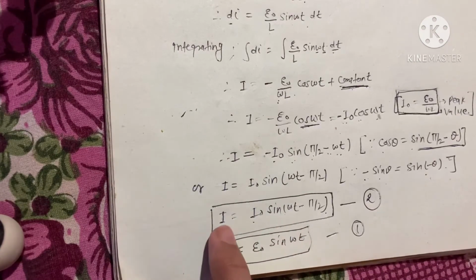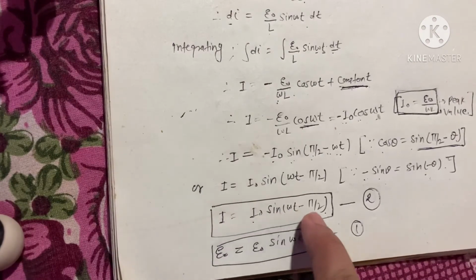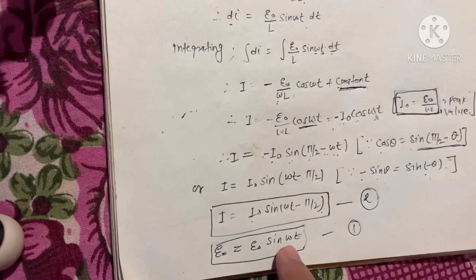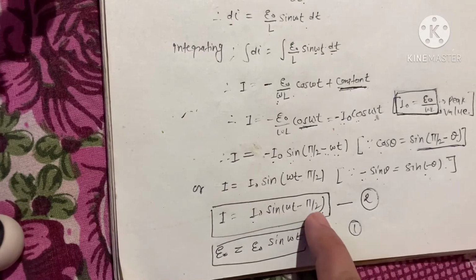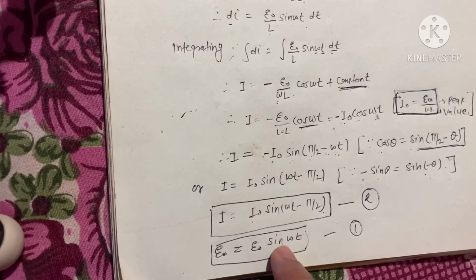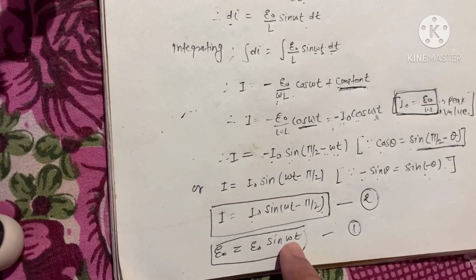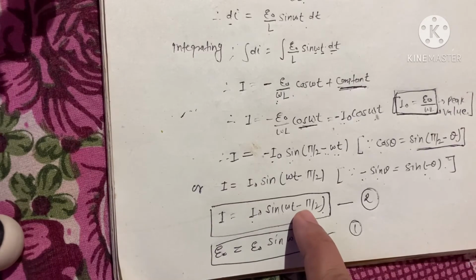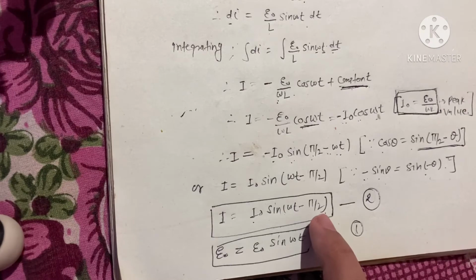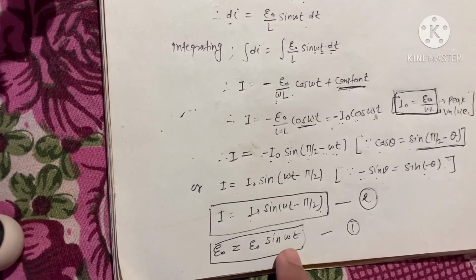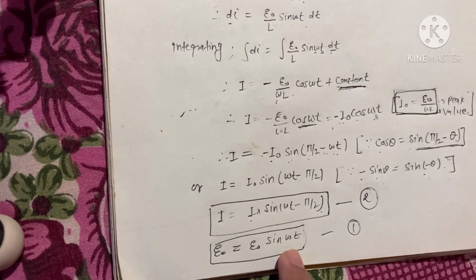Now you can easily compare. Here I is equal to I0 sine omega t minus pi by 2, and here we have E0 sine omega t only. It means current is lagging by pi by 2 radian. Here there is pi by 2 subtracted from sine omega t in case of current. It means when an inductor is connected to AC, current and voltage do not vary together. There is a phase difference of pi by 2, a 90 degree phase difference. In case of resistor, both had the same phase, but in case of inductor, current is lagging, or you can say EMF is leading by pi by 2.